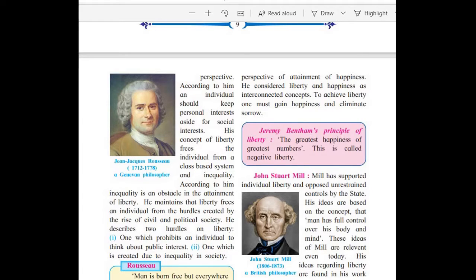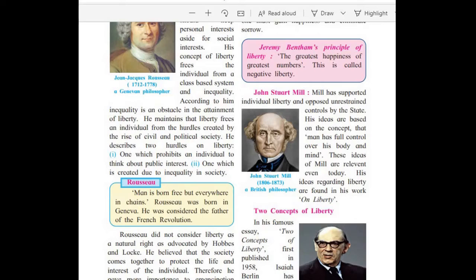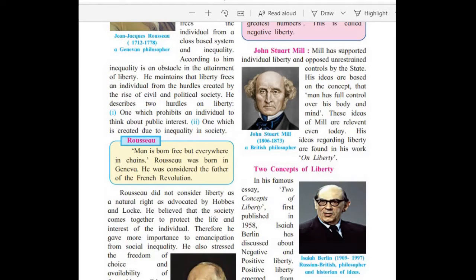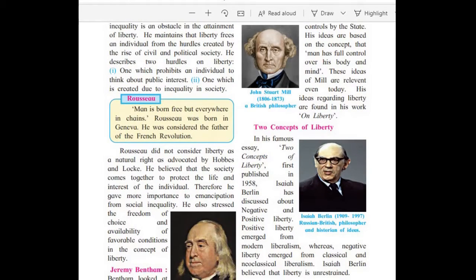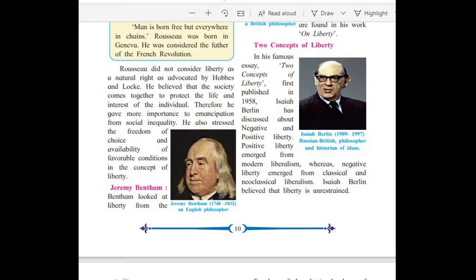Now, my dear students, John Stuart Mill. According to John Stuart Mill, his idea was based on the concept of man as having full control over his body and mind. These ideas of Mill are relevant even today. His ideas regarding liberty are found in his work On Liberty.